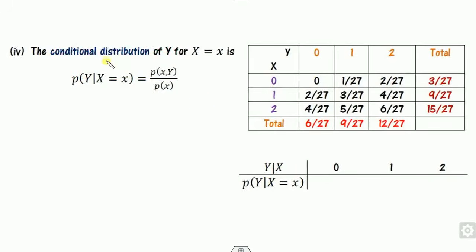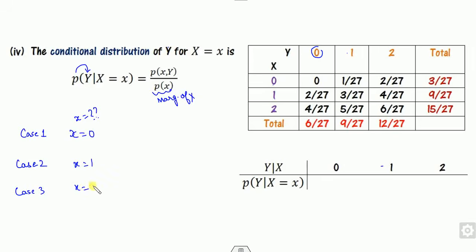Again, you have to find the conditional distribution of y given x. So this is the case. Look at that, this is the marginal of x, and your target is to find the probability of y. The values of y are 0, 1, 2, so I have to write here. Now look at that, what is the marginal of x? Is any value of x given to you? No. How many values of x are there? 3. So we have 3 cases: case 1, case 2 and case 3. Case 1 is when x is 0, case 2 when x is 1, case 3 when x is 2.